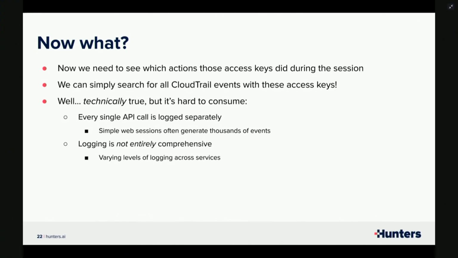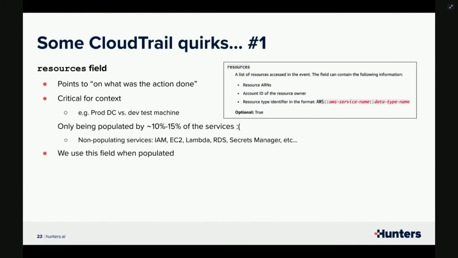I'm not sure, but I'm pretty sure that different services need to implement their own CloudTrail logging, which makes them not log things in the same way. Some of them also populate some other fields differently. Let's take a look at a few of these examples. Let's say, first of all, the resource field. It points to the resource that the action was done on, which is very critical for context because a snapshot being taken from a prod DC server versus a snapshot being taken from a dev test machine is wildly different. So it's important to have this in context.